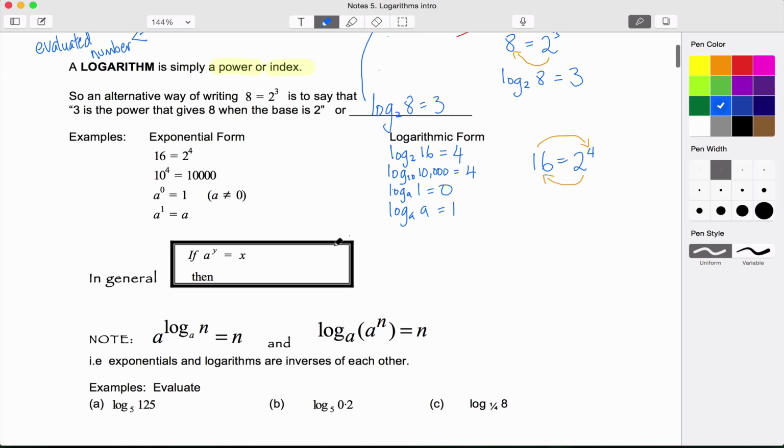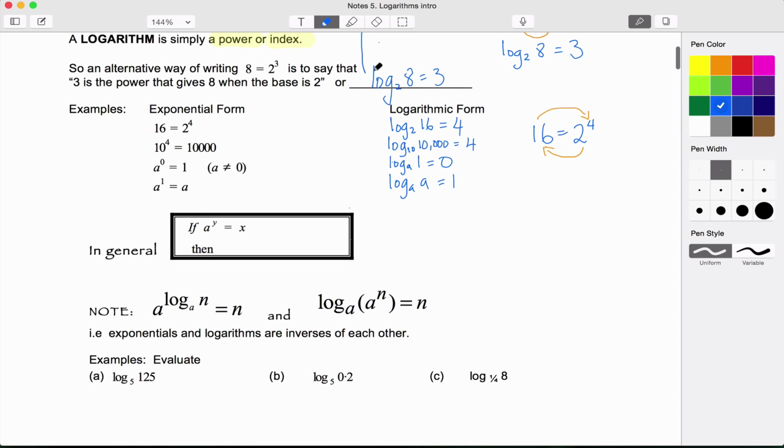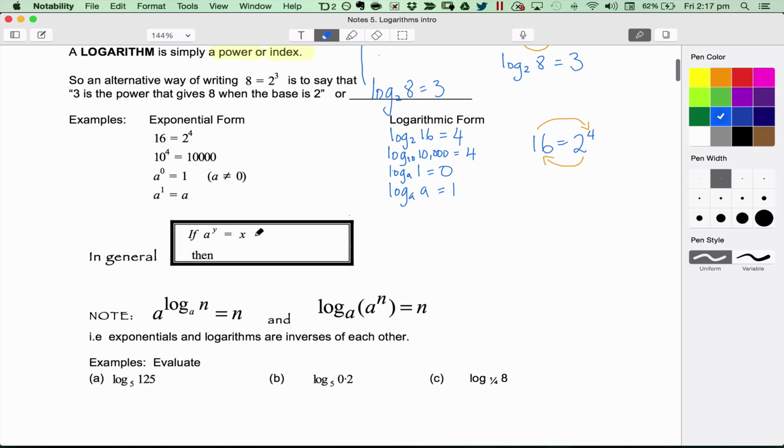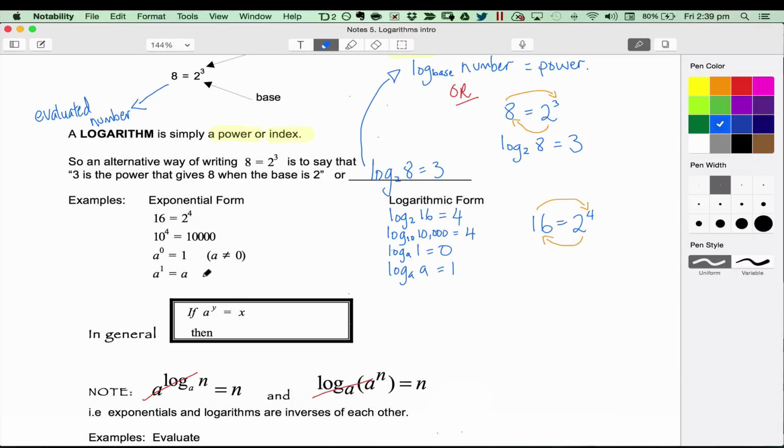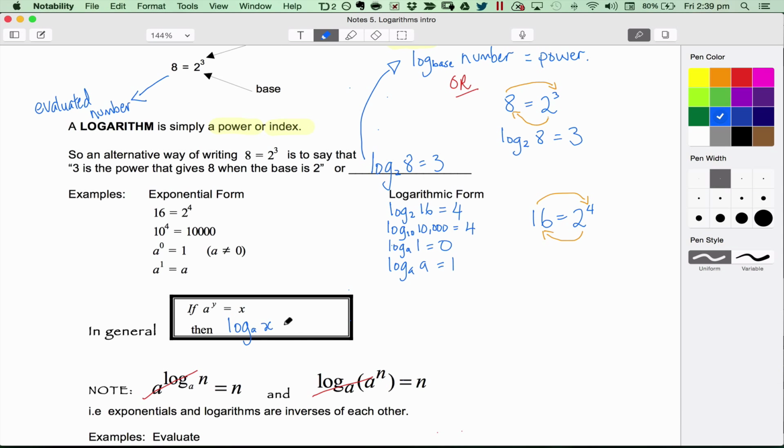Here's a general formula for you to get down. Probably a good idea to put it into your summary book. If a to the power y equals x, then we say log a to the x equals y. Using the circle method, and this is why I told you that you needed to start with the base first.